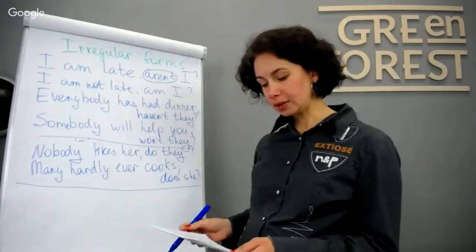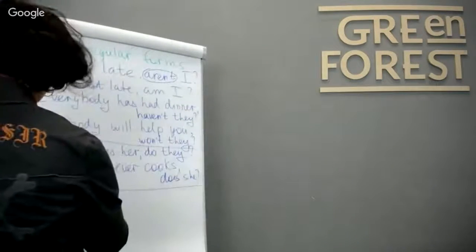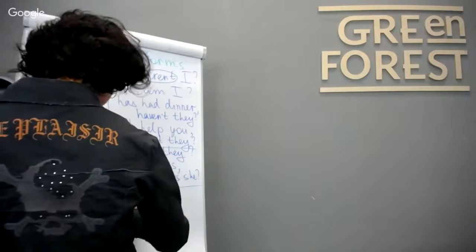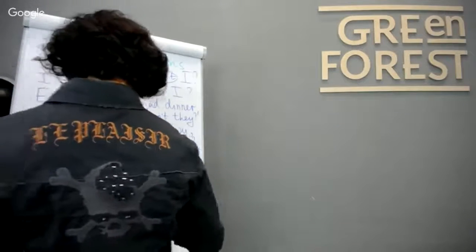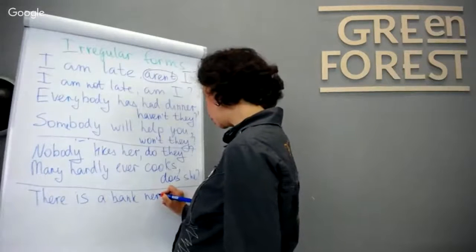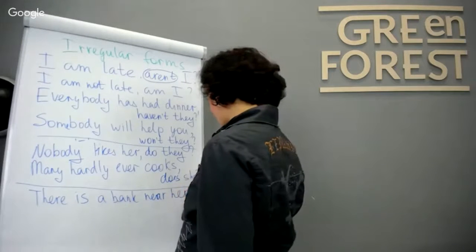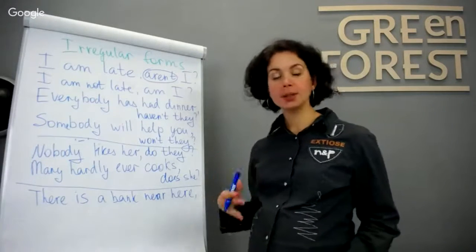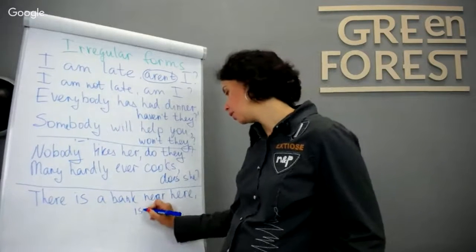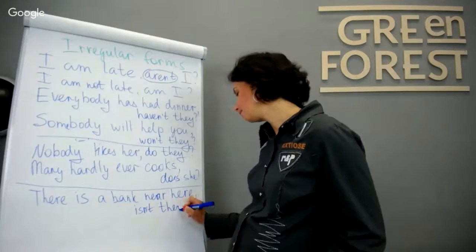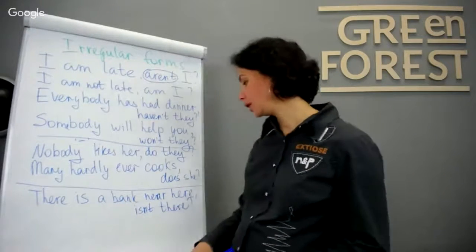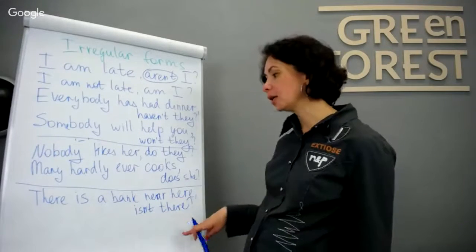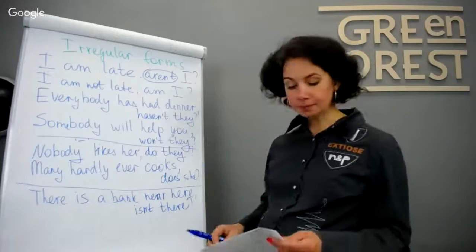And one more, students sometimes have trouble with the construction there is, there are, how to create a tag with them. For example, there is a bank near here. We have here the construction there is, and we use it in our tag. Isn't there? So if you see this construction, you just say isn't there. If it's negative, the tag will be positive. There isn't a bank near here. Is there?